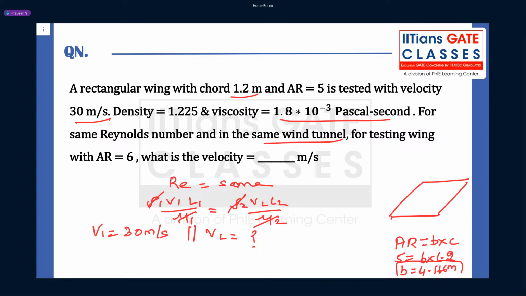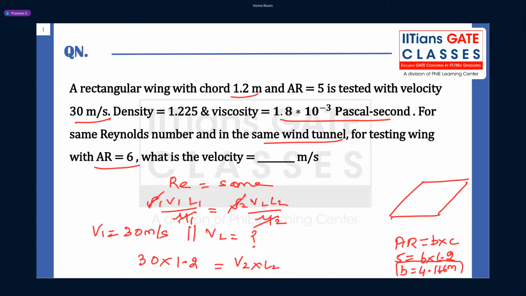So let me substitute it in here. I'll have 30 times L1, which is 1.2, that is equal to V2 times L2. So we have to get L2. How do we get this? An information is given, an aspect ratio of 6. Okay. So how do you get this?